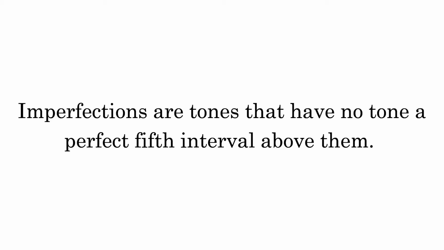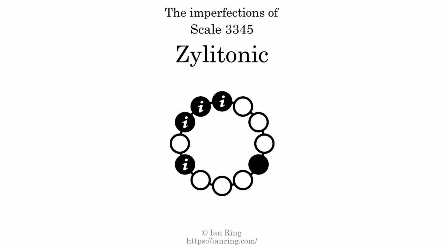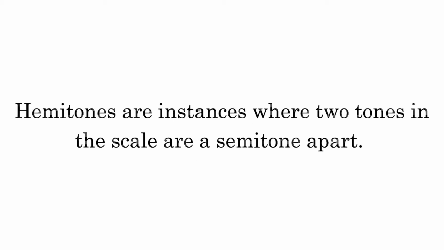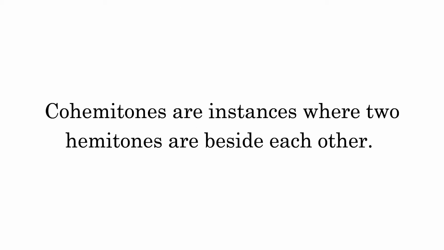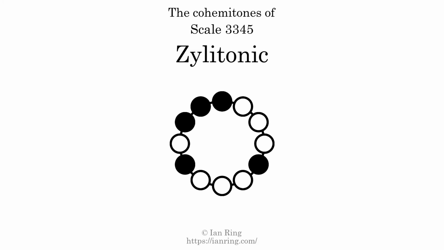Imperfections are tones that have no tone a perfect fifth interval above them. This scale has 4 imperfections. They are at positions here, here, here, and here. Hemitones are instances where 2 tones in the scale are a semitone apart. This scale has 2 hemitones. They are at positions here and here. Cohemitones are instances where 2 hemitones are beside each other. This scale has 1 cohemitone here.